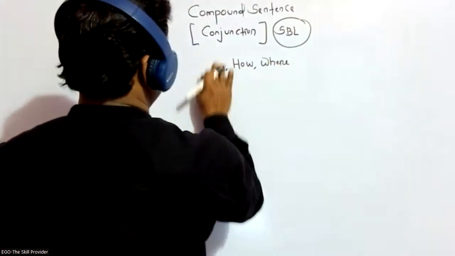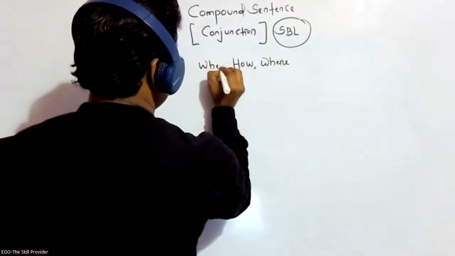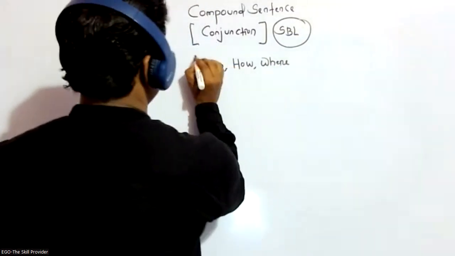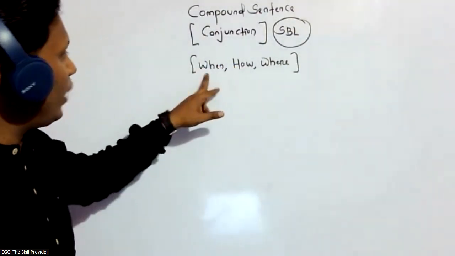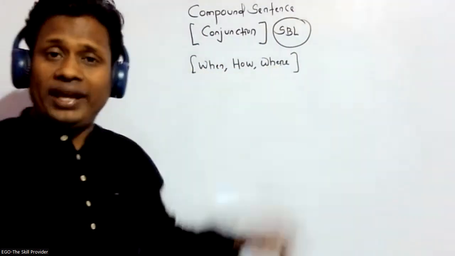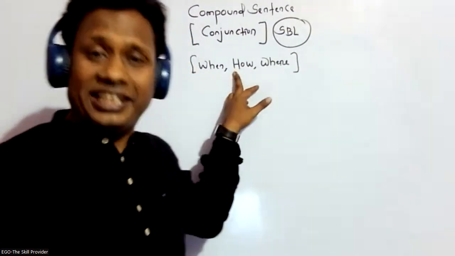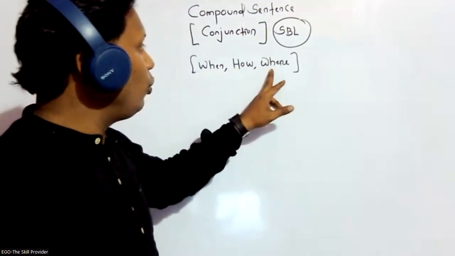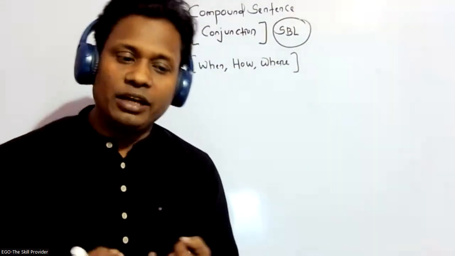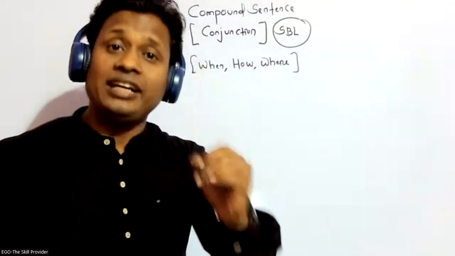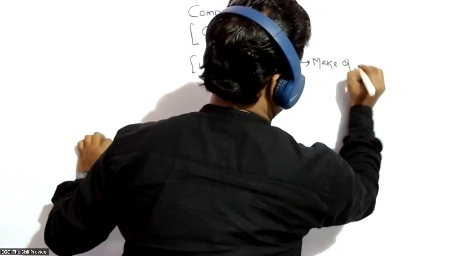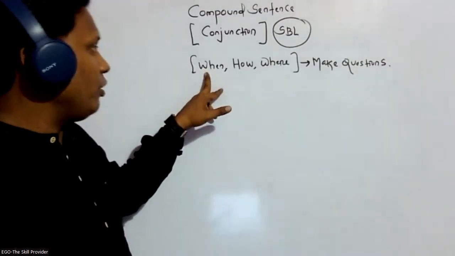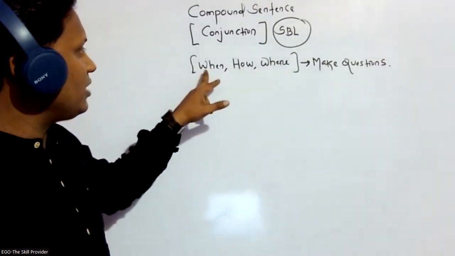Or, for your betterment, let me take when, how and where. Suppose we are going to take three different things. When is a WH word, though how is not included but itself it shows a WH word, and where is also a WH word. We are learning WH words to make sentences or to make questions. Look, here is something called when.